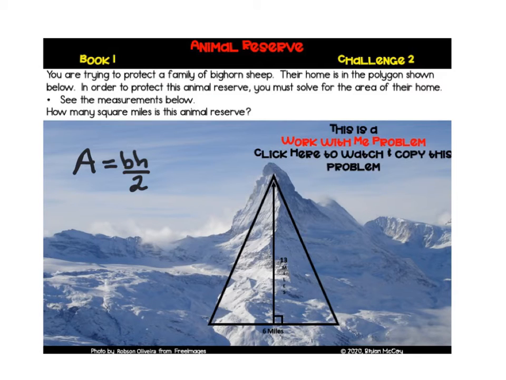Alrighty, so now all we have to do is take this same formula and rewrite it. I will write A equals, and now instead of the base, I'm going to take the base measurement, which is 6 miles. So I'm going to write 6 right here. And then that's going to be multiplied. Anytime you have two variables or two numbers right next to one another with no symbol in between, it means multiply. So I'm going to take the 6 and multiply it by the height, which we happen to know is 13 miles. So I'm going to write 13 right there. And then that will get divided by 2.